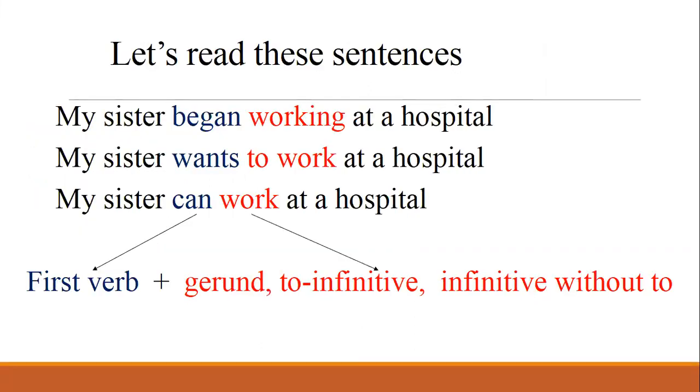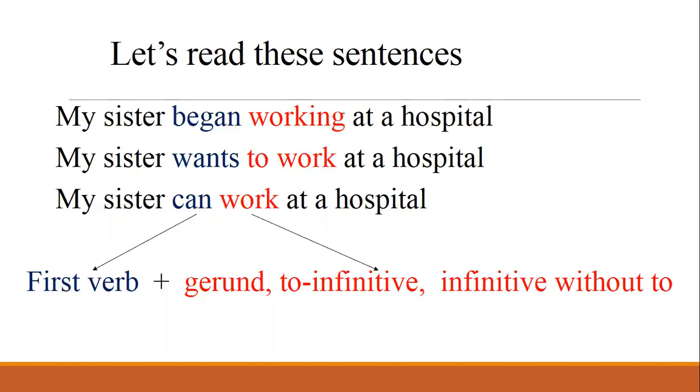Let's read these sentences. My sister began working at a hospital. My sister wants to work at a hospital. My sister can work at a hospital. In all these sentences, we see two verbs. One verb follows another. Students, what are the differences between these sentences? Yes, you're right. After the first verb follows a gerund, or to infinitive, or infinitive without to.